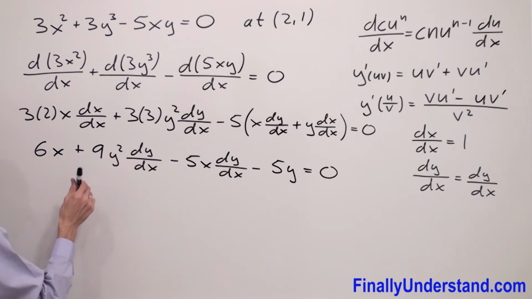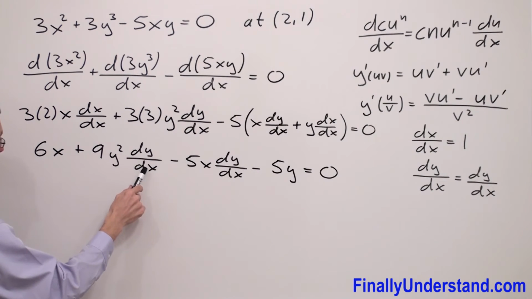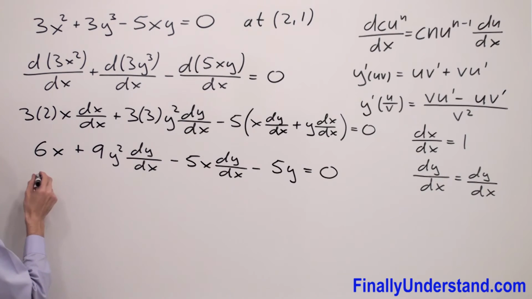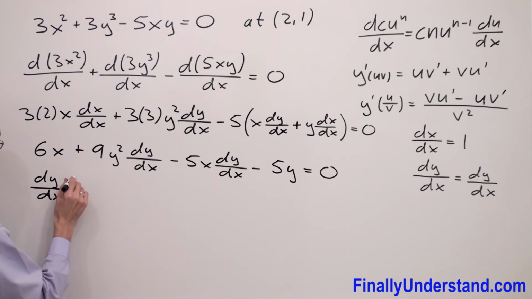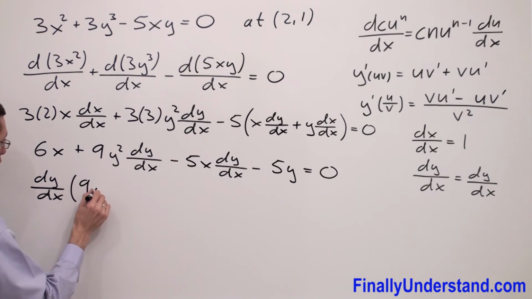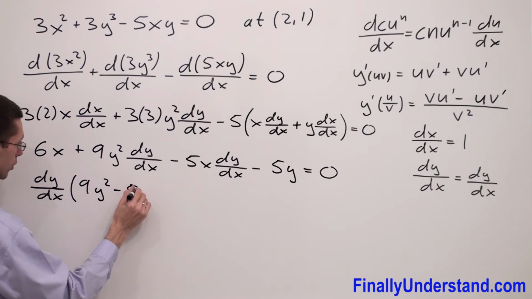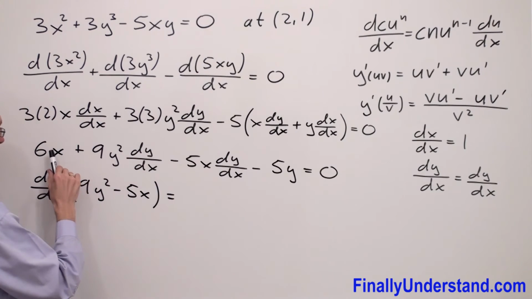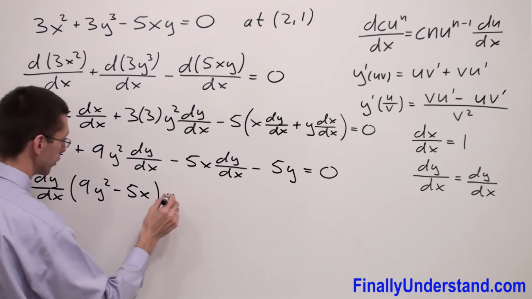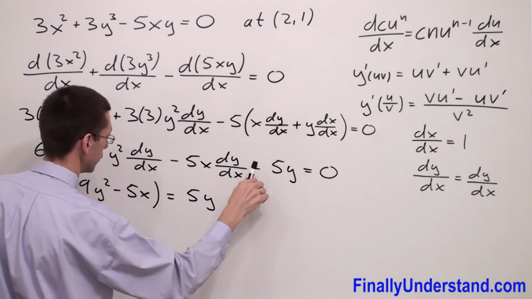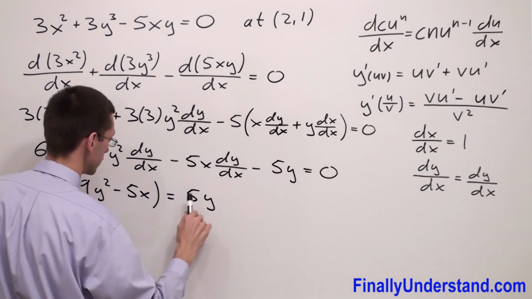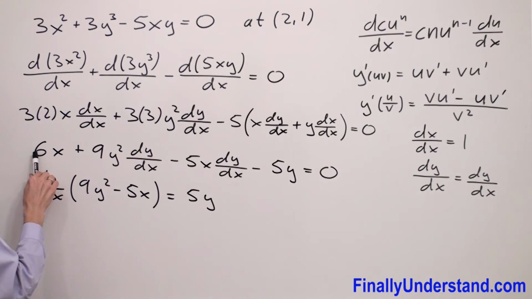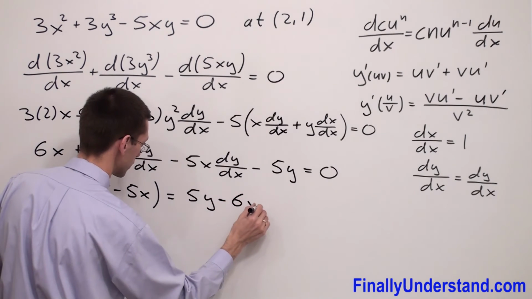Next, we have dy over dx and dy over dx. I'm going to factorize them. So I have dy over dx, and in parentheses I'm going to have 9y squared minus 5x. I'm going to move every single term without dy over dx, so I'm going to have 5y. If you move negative 5y to the right side, it becomes positive, and the positive 6x moved to the right side becomes negative 6x.